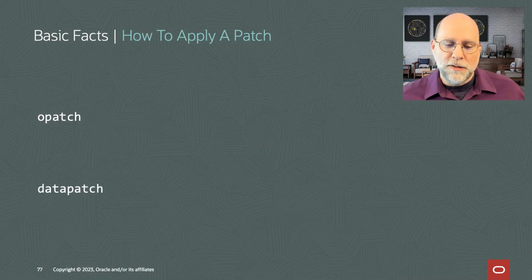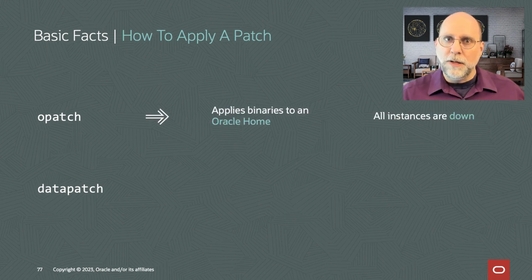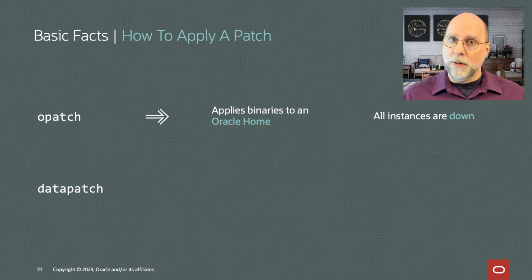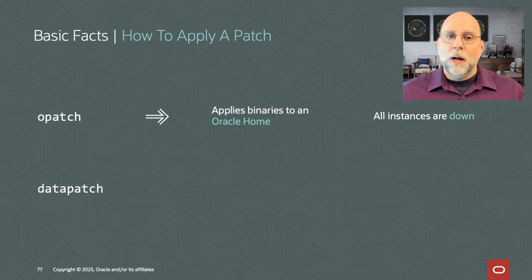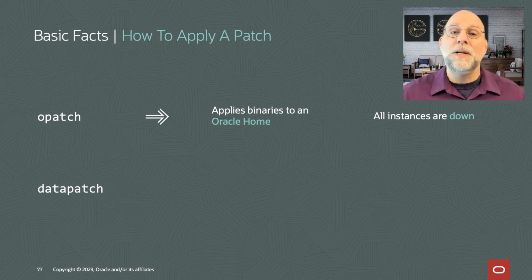What opatch does is it lays down the new binaries in an Oracle home, not necessarily just an Oracle database home, by the way. Opatch can be used for applications. It can be used for middleware as well. When you're updating the binaries that are being used, that means that the application or the database has to be shut down on that node, on that instance of a RAC cluster, for example, or the entire database is down if it's a single instance. That's because we have to replace the binaries and then start up using the new binaries.